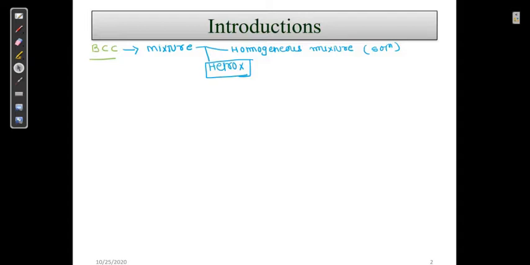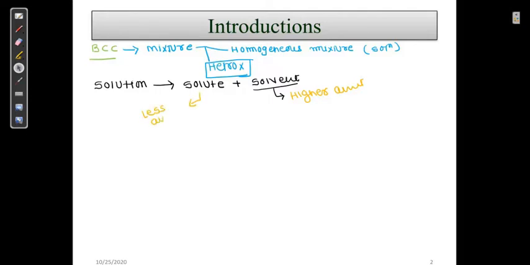So a solution is a homogeneous mixture. Solutions always contain two components: one is a solute and the other is a solvent. Solvent is the portion which is present in a higher amount, and solute is the portion which is present in a lesser amount. This is one of the ways we can identify them.